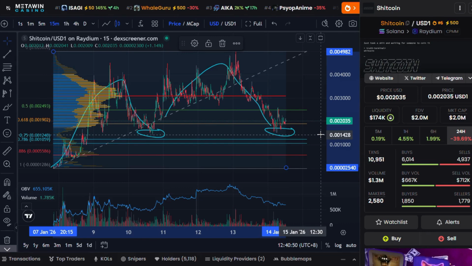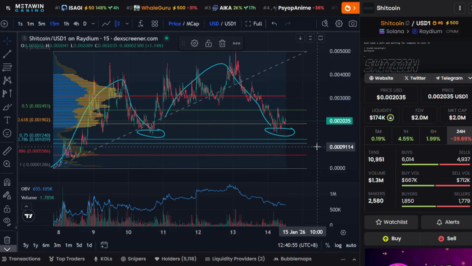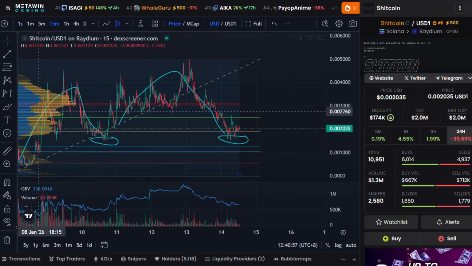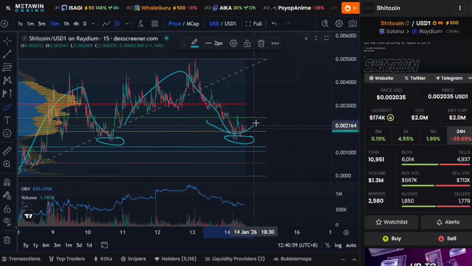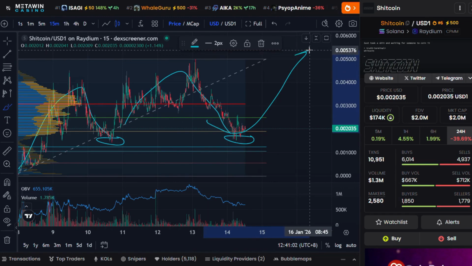Remember, the goal is not to chase pumps, but to position around levels where risk is defined and upside is asymmetric. Patience, discipline, and proper execution are what separate traders who catch these moves from those who round trip them.